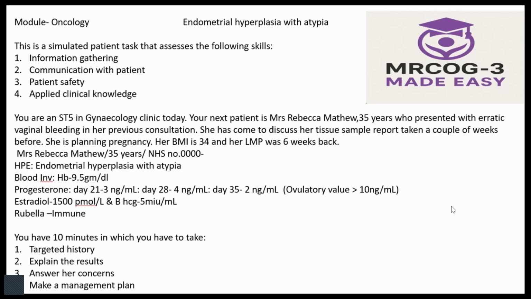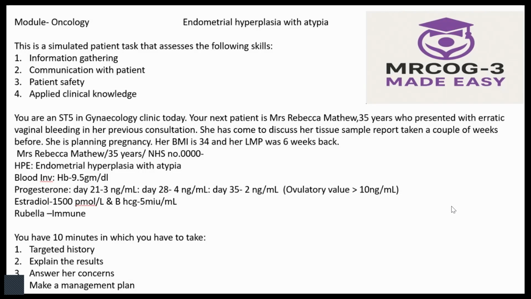Do you feel any pain along with the bleeding? No, doctor, no pain. Any loss of weight? No, doctor, I did not notice any loss of weight. Any loss of appetite? Do you feel tired? These are the things you ask in every oncology case station: loss of weight, loss of appetite, feeling tired. Tired because she is anemic also, so she'll say sometimes I'm feeling tired, doctor.